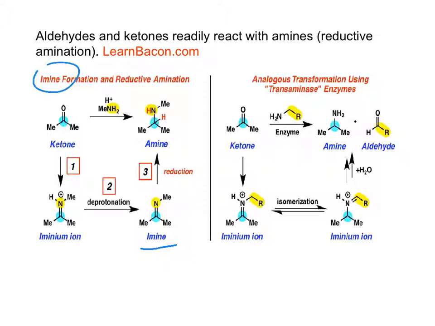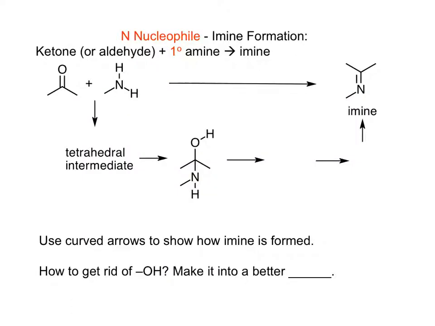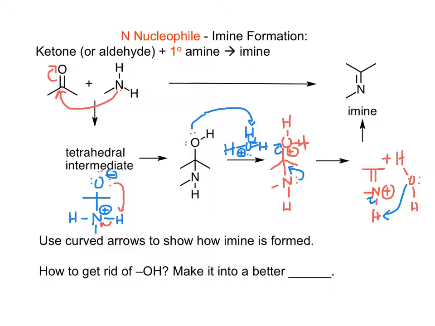In biology, this ketone to amine transformation is one way that new amino acids are formed. So here's the mechanism of imine formation. Stop the video and use curved arrows to show how the imine is formed. This is good practice of your organic chemistry skills, especially using curved arrows. The curved arrows show how the imine is formed. To get rid of the OH group, make it into a better leaving group.